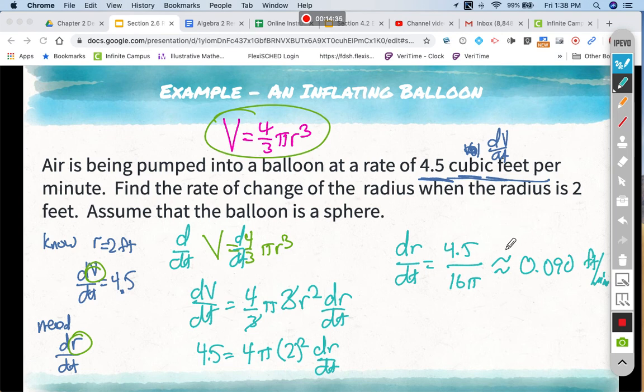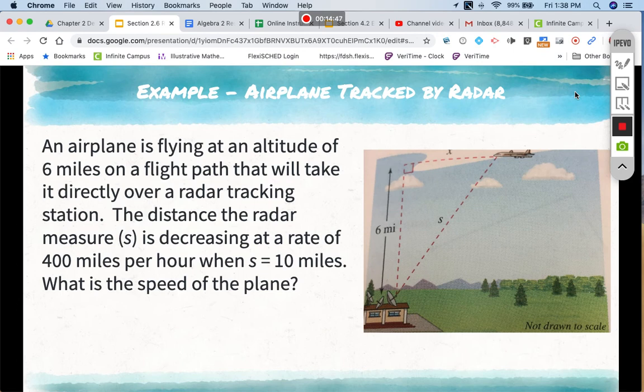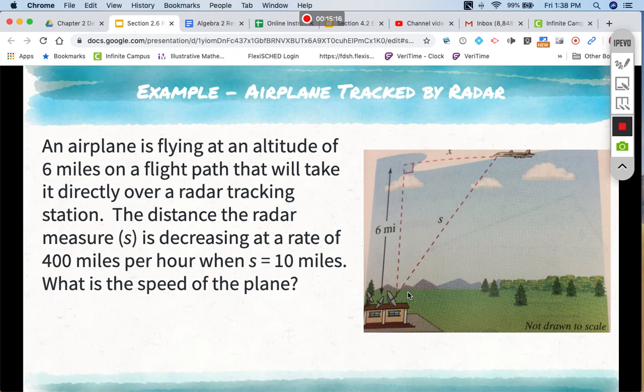This one's a pretty nice, straightforward problem. Let's get it more interesting, right? An airplane. This kind of looks like a problem out of your trig book, doesn't it? Or pre-calculus? An airplane is flying at an altitude of 6 miles on a flight path that will take it directly over a radar tracking station. The radar measures this distance s. It's decreasing at a rate of 400 miles per hour when s is 10 miles. What is the speed of the plane?